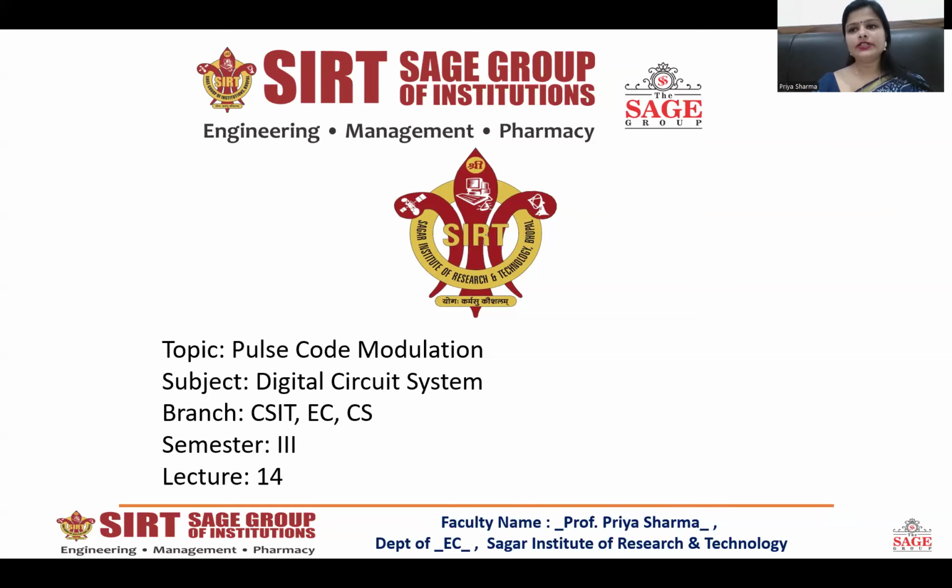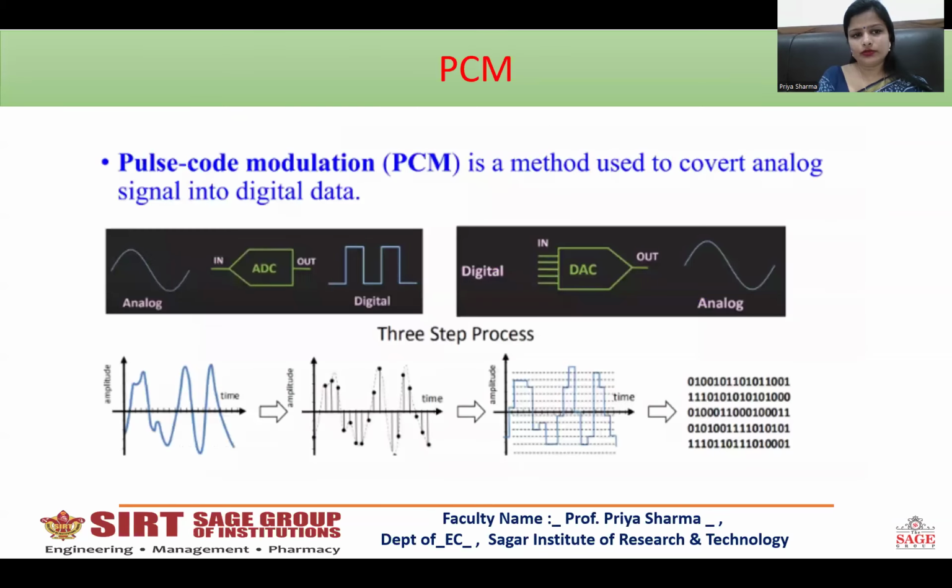So, this is our lecture 14 of the lecture series Digital Circuit System subject, which we are going through nowadays. Lecture 14 will cover pulse code modulation. So, basically, what is pulse code modulation? It is a method which is used to convert an analog signal to a digital signal.